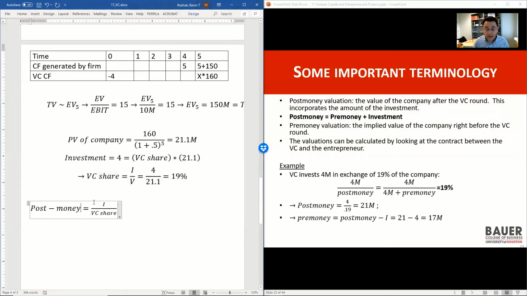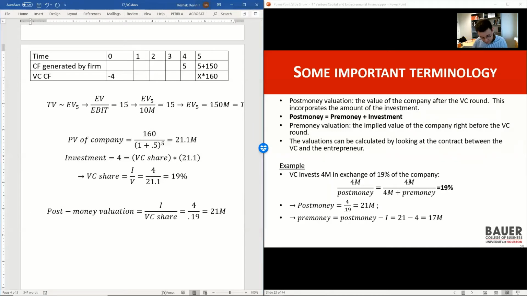You can find the valuation of the company by dividing the investment amount by the ownership share. So this investment amount of 4 million, you see that the VC put 4 million in and got 19% of the company. Well, that works out to be $21 million for post-money. That's what we calculated up here. Then the pre-money would simply be the post-money minus the investment amount. So 21 minus 4, that would be 17 million.